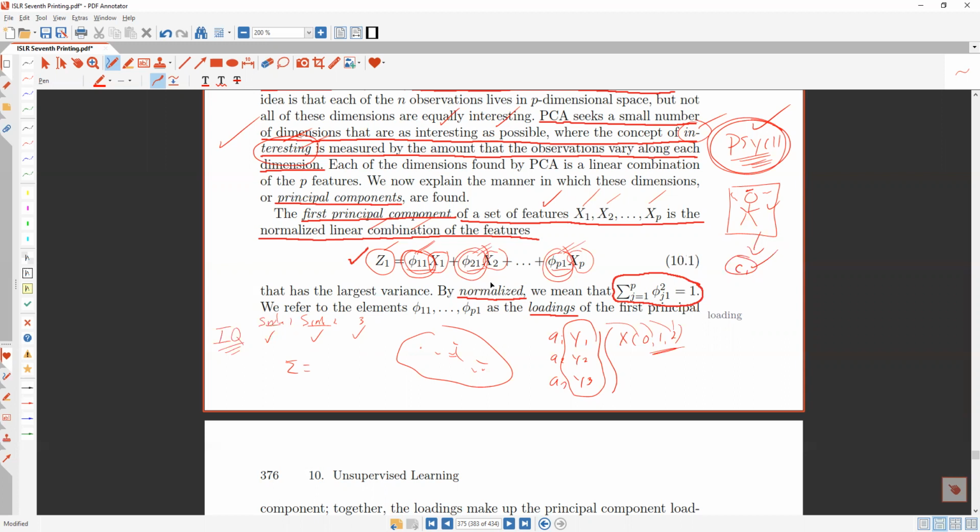One thing we want to impose here is this normalization constraint. The normalization constraint means the sum of those squared loadings is equal to 1. Now, why do we want the sum of squared loadings to equal 1? The reason is that if we did not impose any condition here, these loadings could be made as large as we want them to be. So they can be artificially inflated.